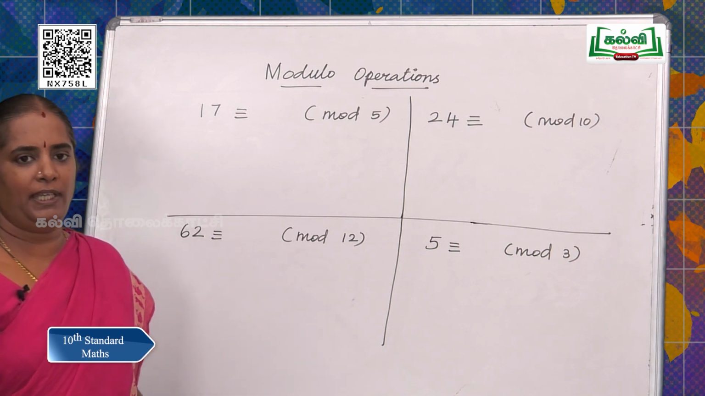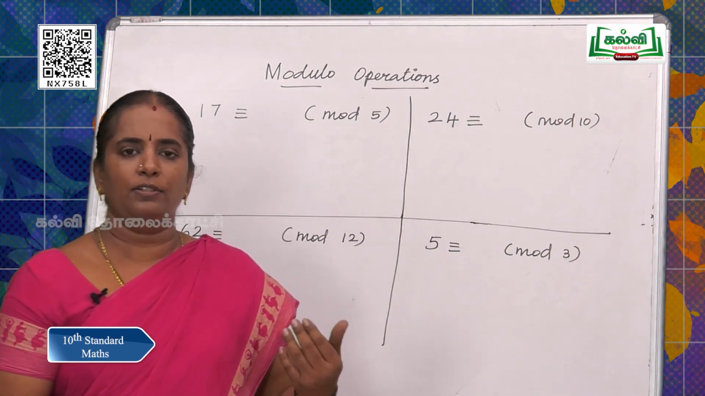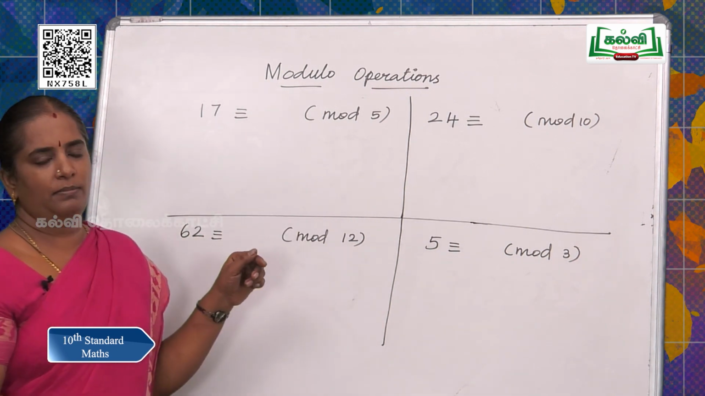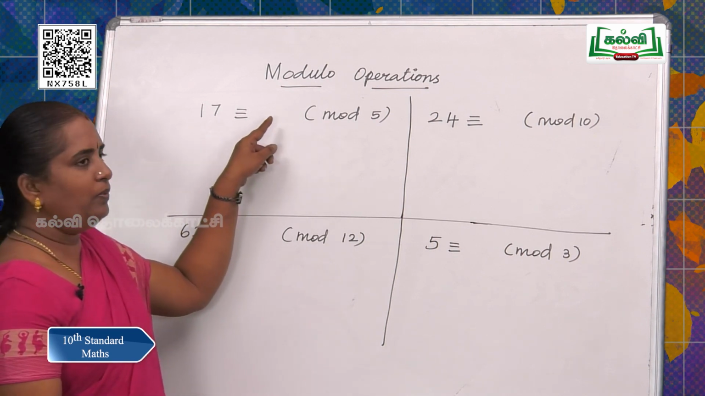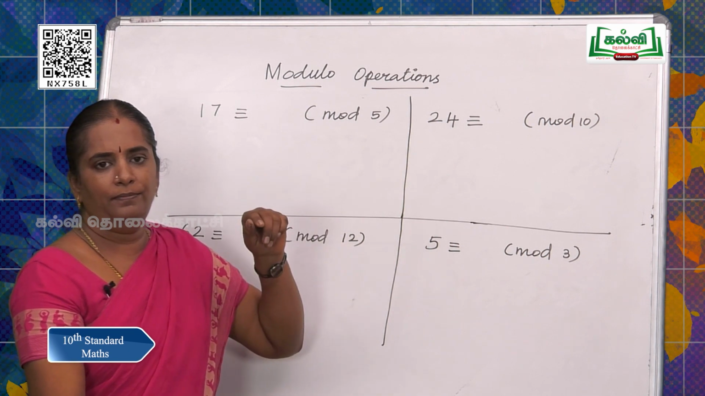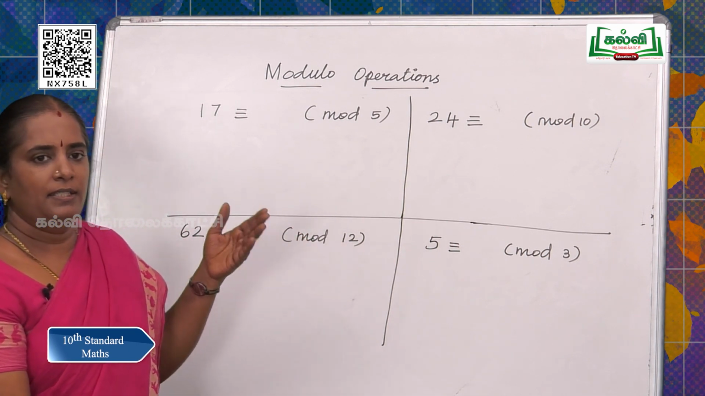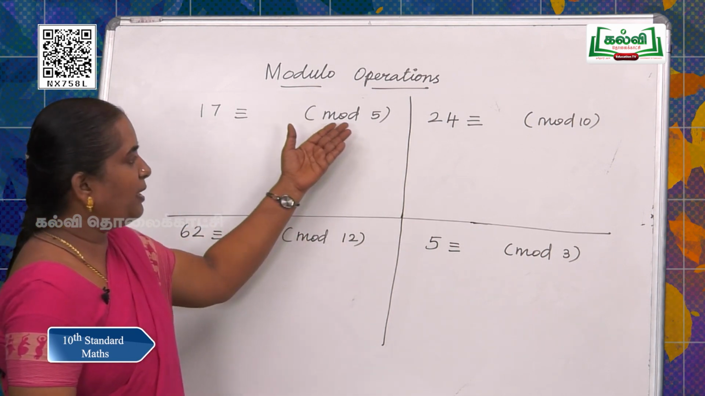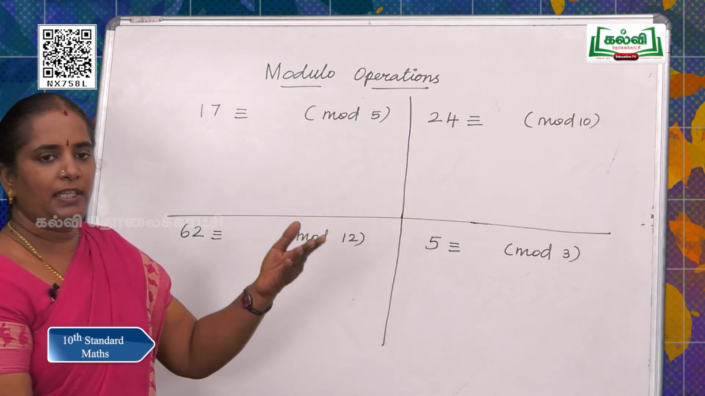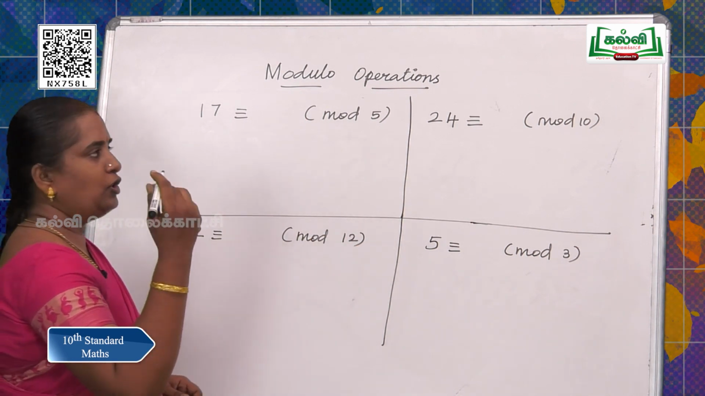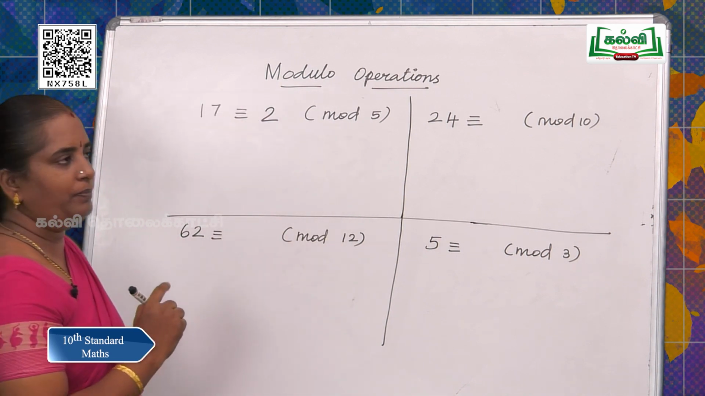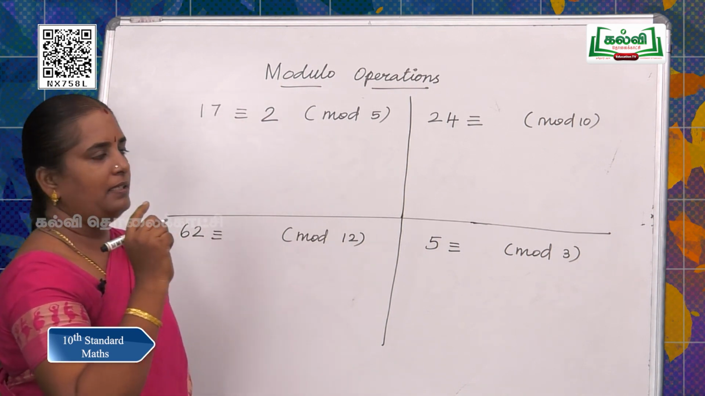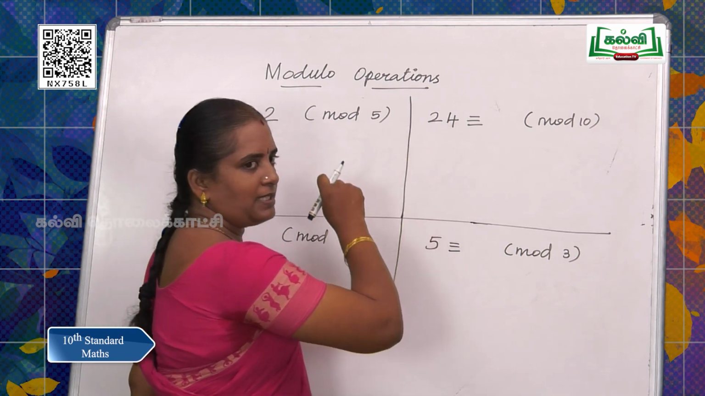Before going into the property, let me check whether you have understood the congruence. So, 17 is congruent to which number modulo 5? How will you say this? 17 on dividing by 5 gives remainder 2. So, 17 is congruent to 2 modulo 5. Now go to the next sum.